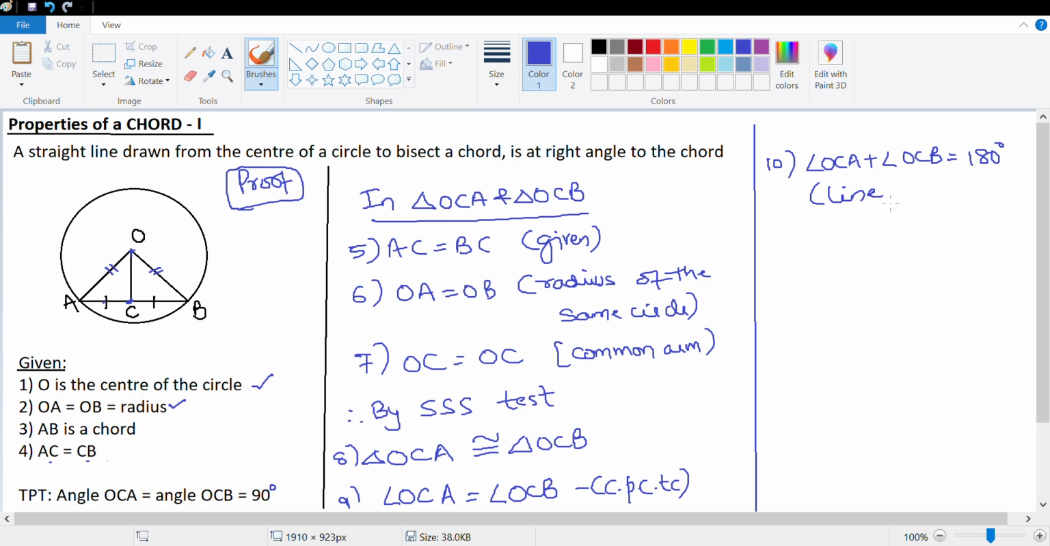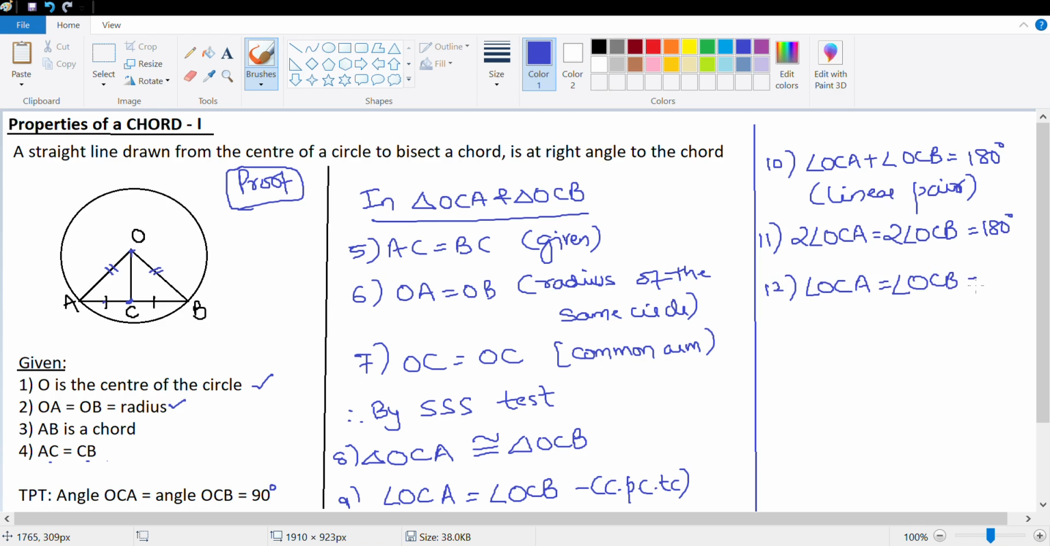This is a linear pair. But since both these angles are equal, which means 2 times angle OCA is equal to 2 times angle OCB, is equal to 180 degree, which means angle OCA will be equal to angle OCB, which will be equal to 90 degree. So this is a very important property that we will use throughout this chapter, which means if I draw a straight line from the center of a circle to a chord which bisects the chord, then it makes an angle of 90 degree there. Why is it important? Because as soon as I know that this is a right angle triangle, I should be able to use Pythagoras theorem in this.